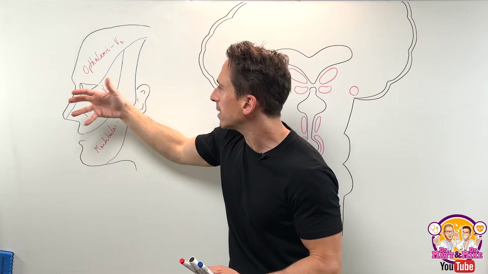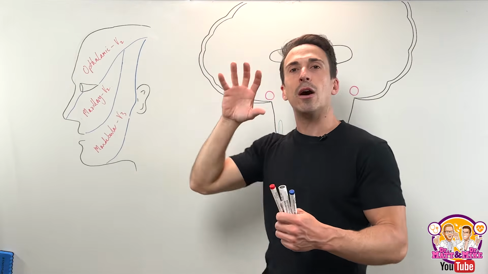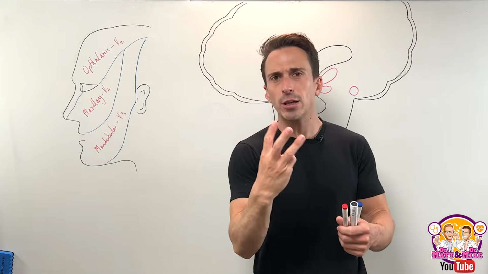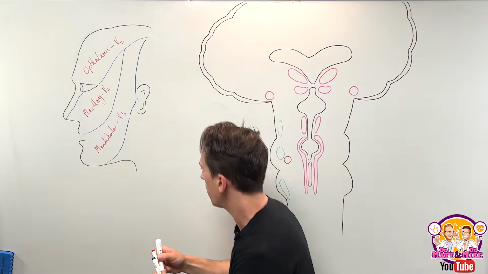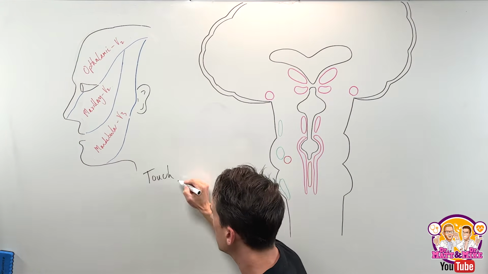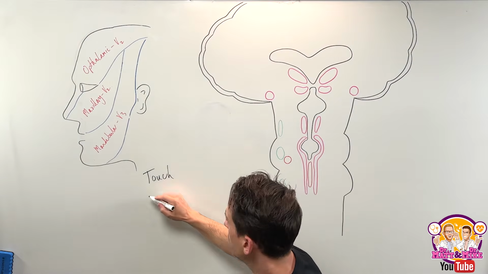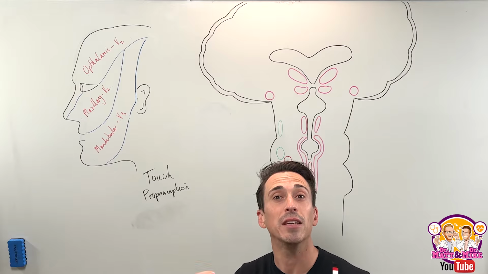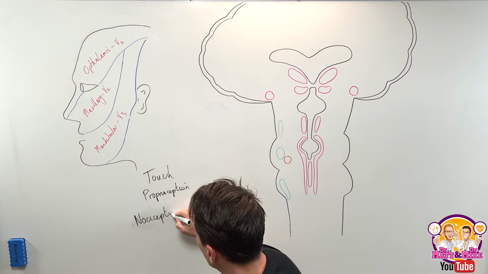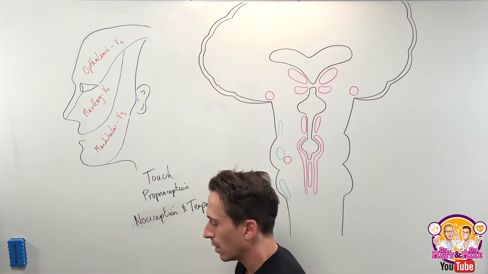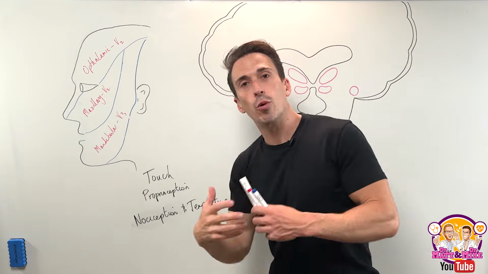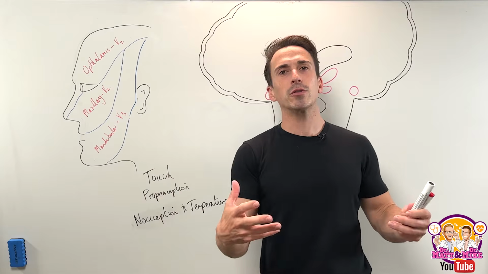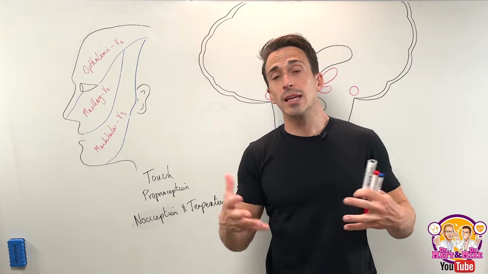So we've got all this sensory information coming in. Now, what type of sensory information are we picking up? Well, it's picking up three major types, right? It's picking up information about touch, information about proprioception, and information about nociception and temperature. So touch includes two-point discrimination and vibration and pressure. Proprioception tells us about where our body is in its own space.